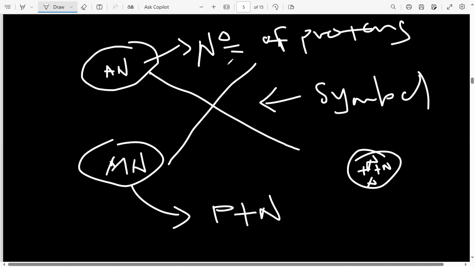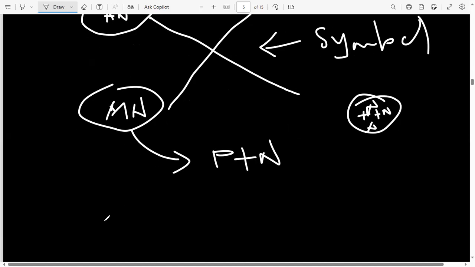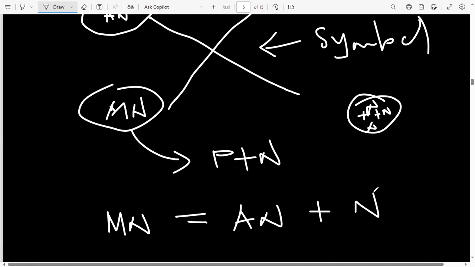A question can be given to you where you are given the atom, maybe you are given the mass number, and then you are asked to find the number of neutrons. You're given these two, and asked to find the number of neutrons. So what are you going to do in that case? There's a formula: the mass number equals the atomic number plus the number of neutrons.